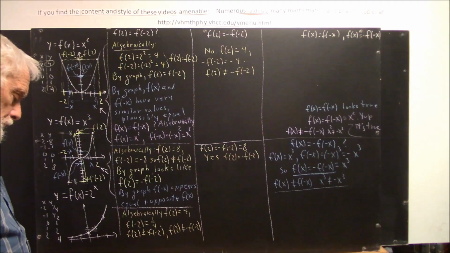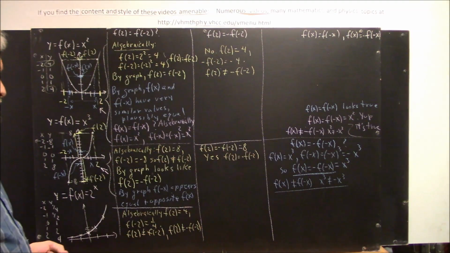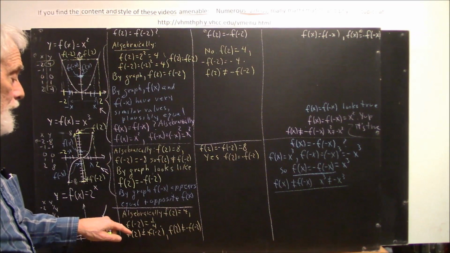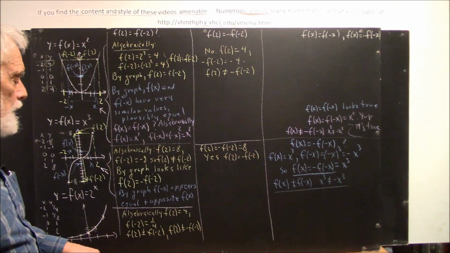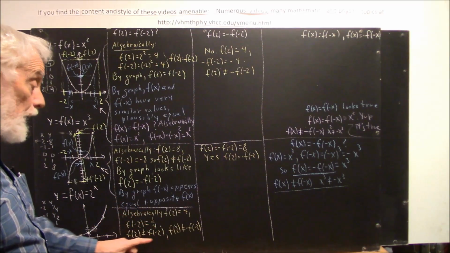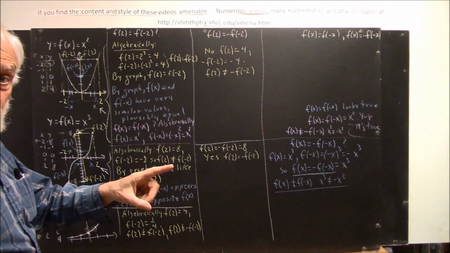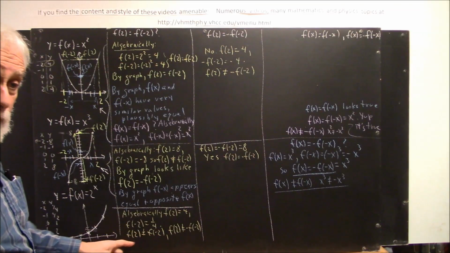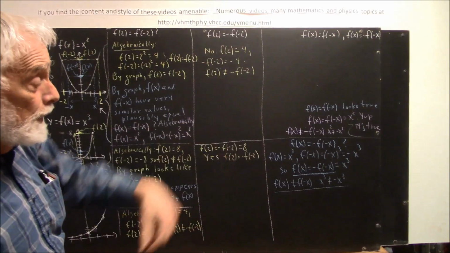So we've already established that this function doesn't satisfy f of x equals f of negative x. Okay? Now, to establish that it's not true that f of x equals f of negative x, we only need one value where it doesn't hold. Okay? So right here is a value where f of x is not equal to f of negative x. We can't then say that f of x equals f of negative x.